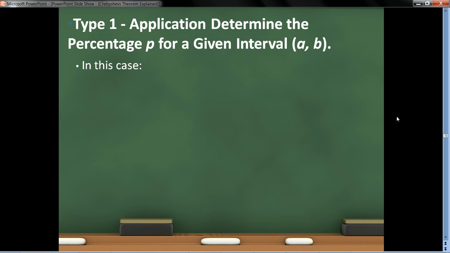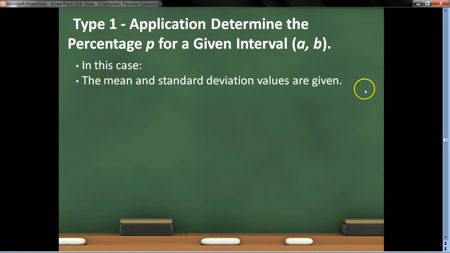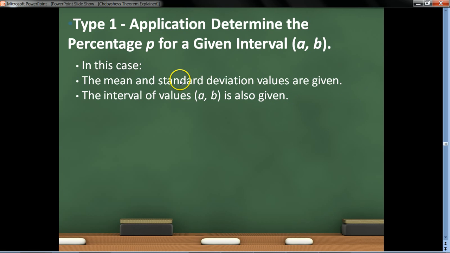The first type is when we are given an interval a, b and we want to find the percentage P for that. In this case, the mean and standard deviation values have to be given to us. The interval of values a and b also has to be given. So we have to be given those 4 numbers: the mean, the standard deviation, the left endpoint a, and the right endpoint b. Here's how we solve these.